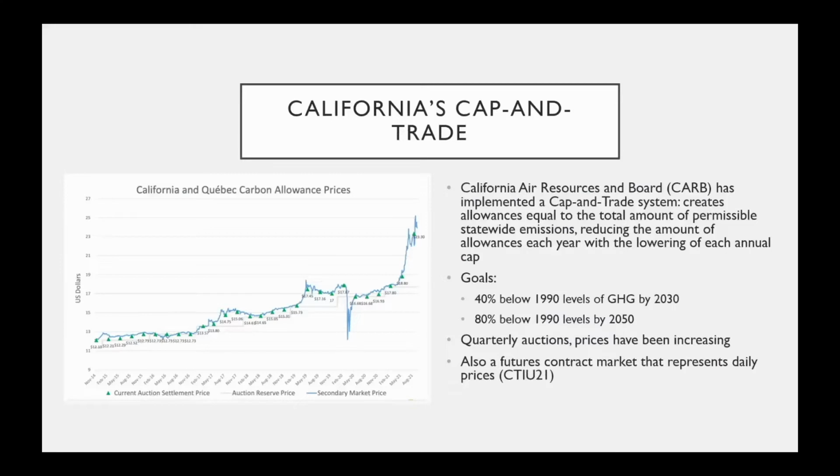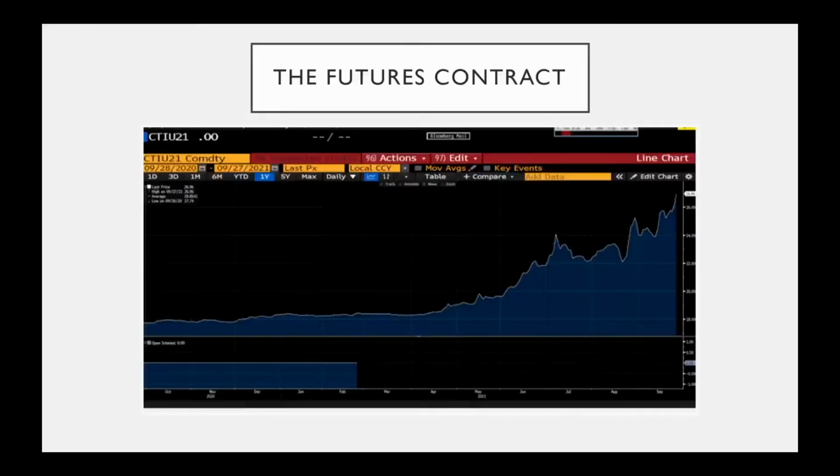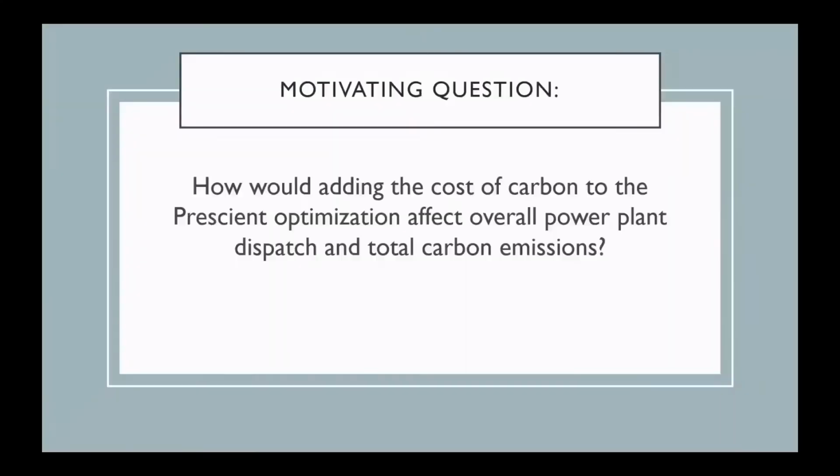These auctions are held quarterly, and as we can see in the figure on the left, the prices have been drastically increasing since the cap and trade was put into place in 2014. In addition, there is a futures contract market. I've just provided a screenshot of the Bloomberg terminal for this futures market, but this just helps simulate the daily prices of carbon, and I took these into account when looking at daily prices for my thesis.